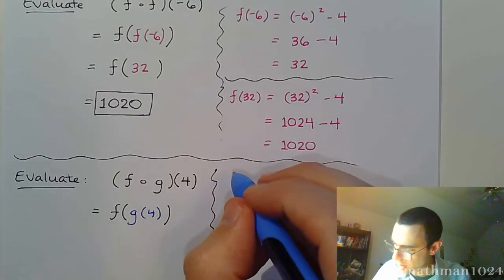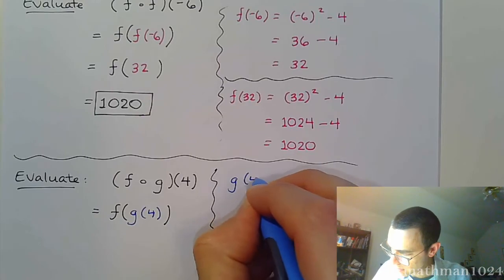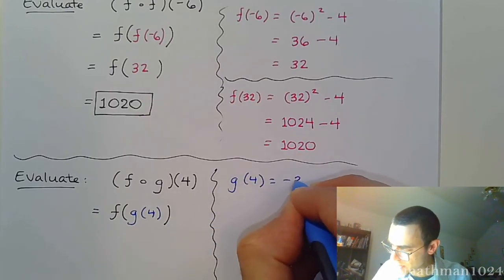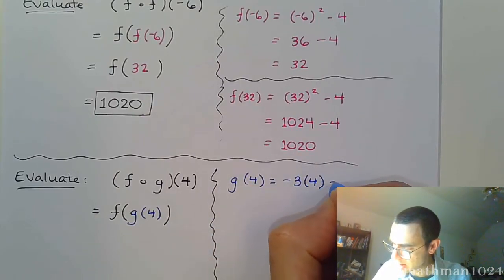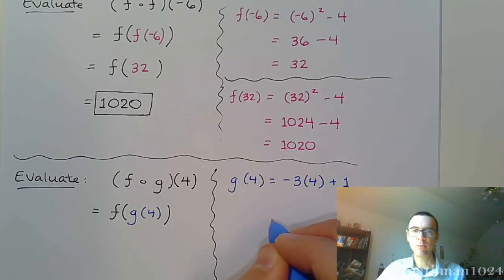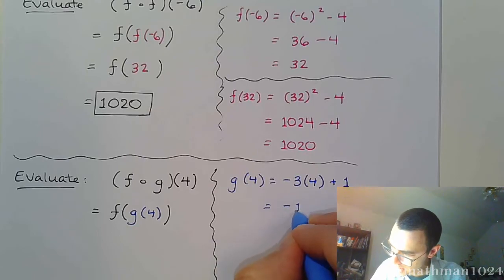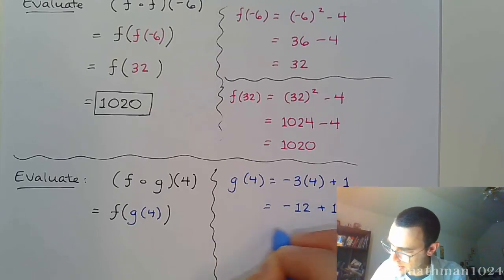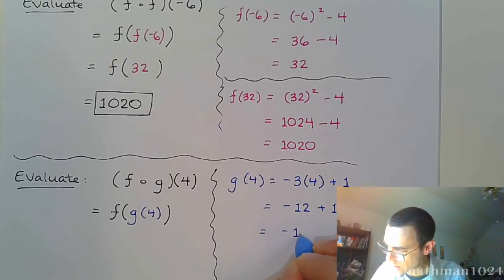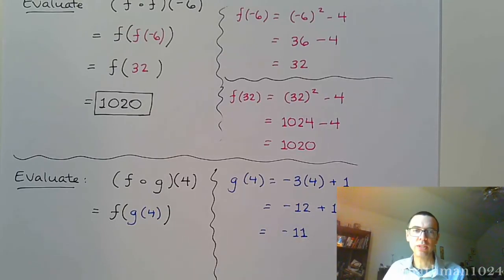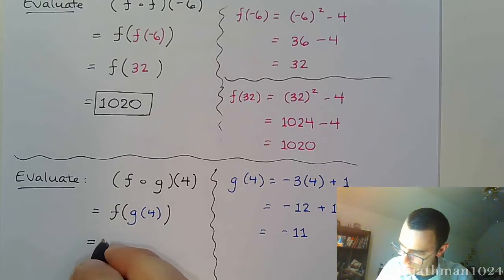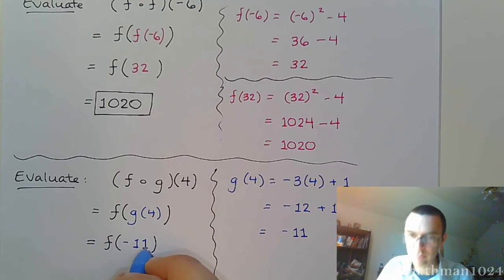So then off to the side, we're going to work out g of 4. So negative 3 times 4 plus 1. Remember, using the g that's at the top. That's negative 12 plus 1, which equals negative 11. All right, so now we're going to do f of negative 11, right?